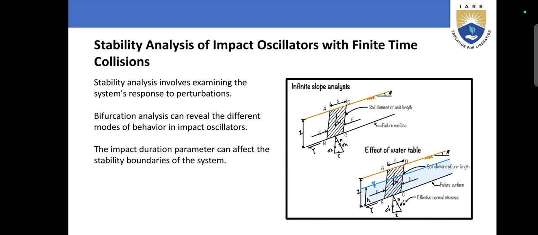Infinite slope analysis: soil element of unit length, failure surface, effect of water table, effective normal stresses. Here we see two diagrams as examples: the infinite slope analysis with a soil element of unit length and failure surface, and the second example, the effect of water table with effective normal stresses.